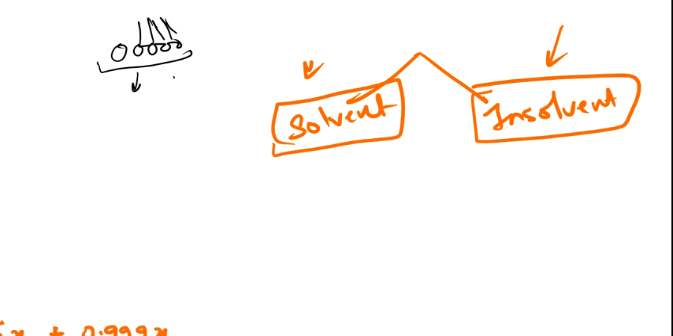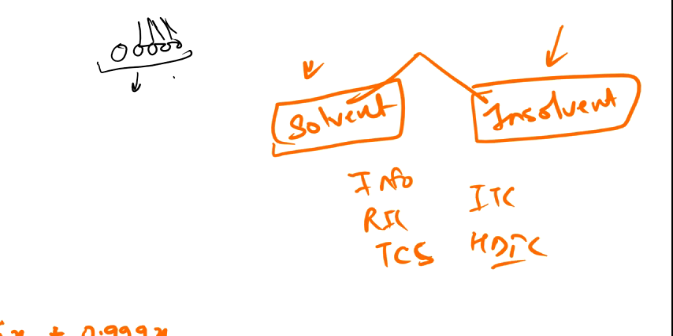So what we do, there are 5 firms. Suppose there are Infosys, Reliance, TCS, ITC, as well as HDFC Bank. We will assign a particular score to them. Okay, the Z score says that if it's lower than 2.675, then our firm will be insolvent.